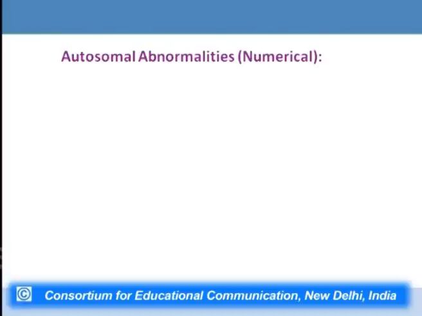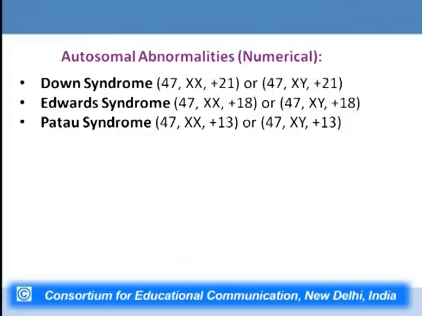Now, talking about numerical autosomal abnormality, that is the abnormality in the number of the autosomes. There are some examples I have taken like Down syndrome, Edwards syndrome and Patau syndrome. Now, Down syndrome is a very familiar example. It results because of addition of one 21 chromosome, that is trisomy 21. Edwards syndrome results because of trisomy 18 and Patau syndrome results because of trisomy of chromosome number 13. So, all these chromosomes are present in one extra copy apart from their diploid number.